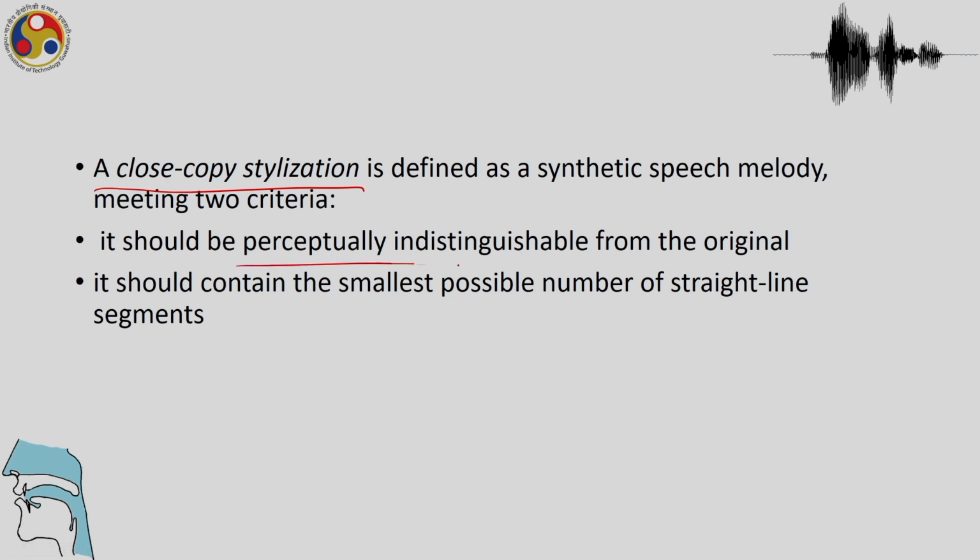So this is why it is called the perceptual model, because the close copy stylization, after removal of the microprosodic effects, should be perceptually similar to the original with the microprosodic effects, and it should contain the smallest number of straight line segments, which means that if you have too many straight line segments, it will then also include the consonantal perturbations.